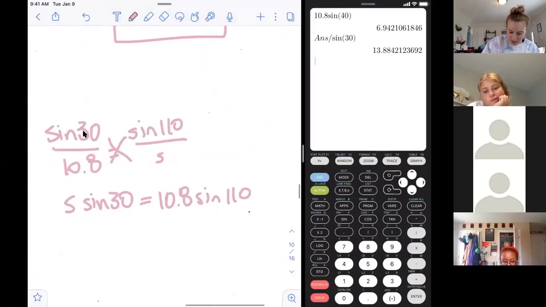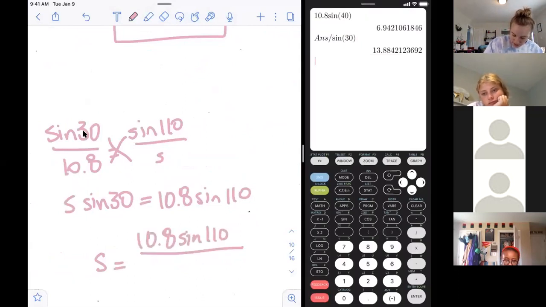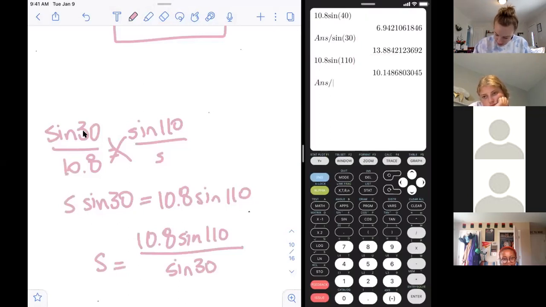I normally don't like using variable of s because it looks too much like a 5 with my terrible handwriting. And right here, I had s sine 30, that's kind of messy, but it is what it is. You can always use another variable if you want. I'm now going to plug in the calculator, 10.8 sine of 110 divided by sine of 30, and I get 20.3.